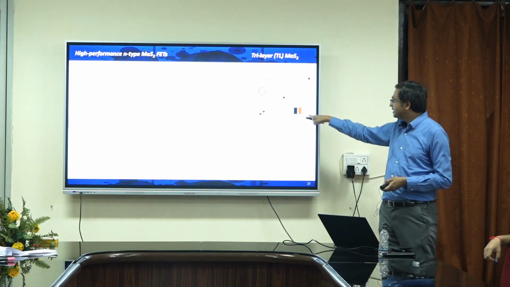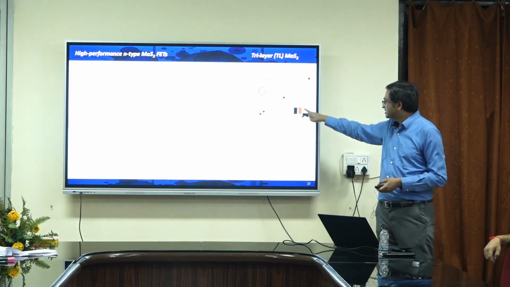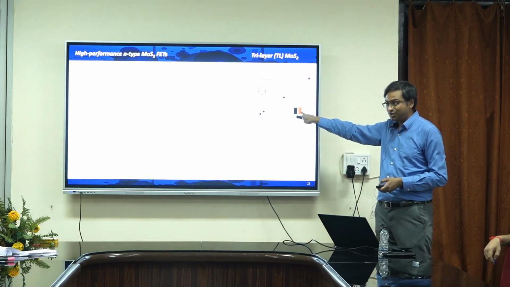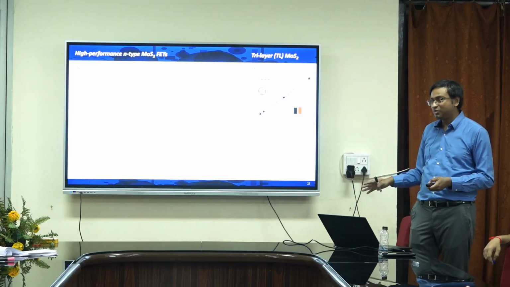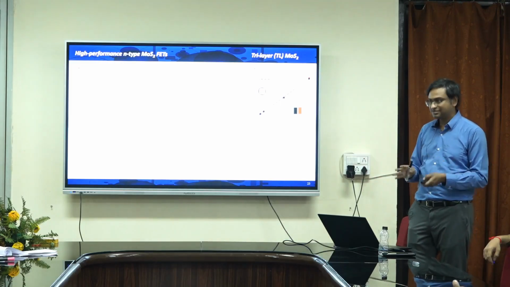So we showed that in a 3 layer you kind of achieve it, but still the contact resistance is a little bit higher. You see, it is not like 50 ohm micrometer. So the challenge of getting to 50 ohm micrometer in a scaled contact still remains.